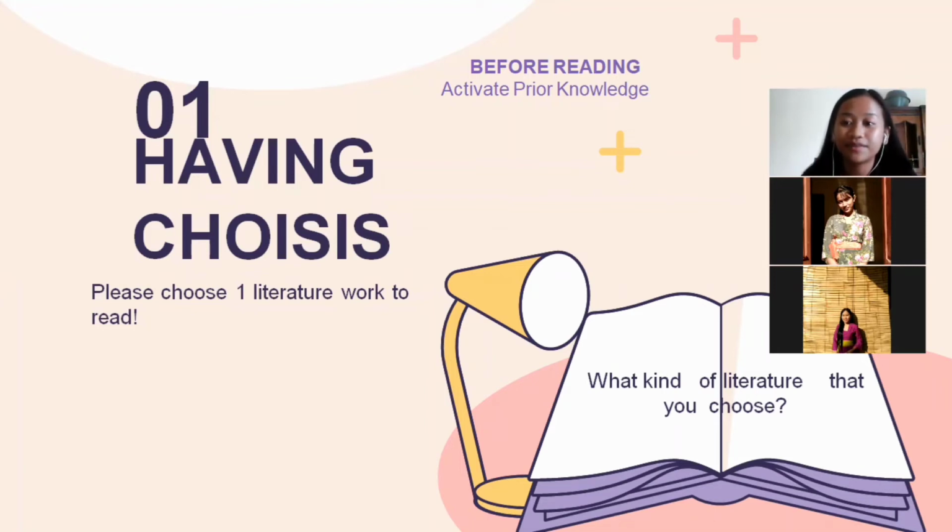Okay, time is up. May I know what kind of literature you choose? Anyone? Novel, Miss. Novel, okay, thank you. How about the others? Novel, Miss. Okay, thank you all. So might I know what is the title? Matilda, Miss. Okay, that's great. So everyone chose a novel with the same title. So there is a novel entitled Matilda.